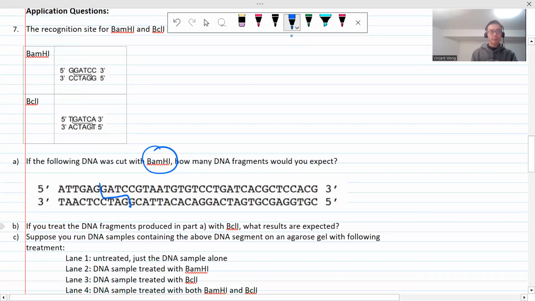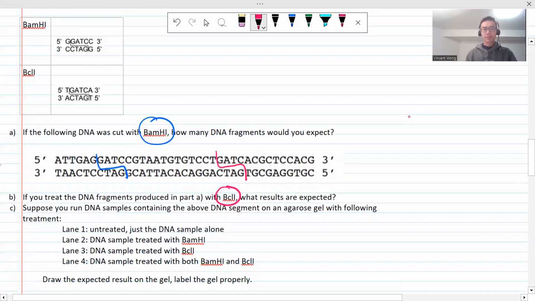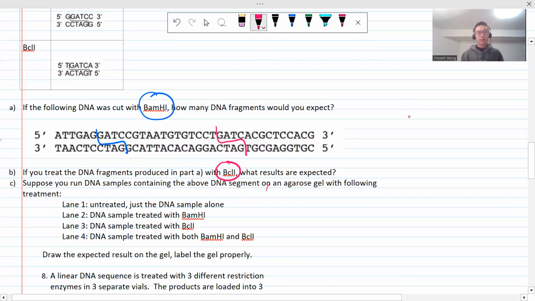If you treat the DNA fragment produced in part A with BclI, what results are expected? So BclI is TGATCA. Okay, so we will look for TGATCA, just scanning across, trying to find the same sequence, and there it is, TGATCA. Okay, so you're gonna have another cut right here. And that's it. There's no more. So if you use both restriction enzymes, you're gonna have 3 fragments.